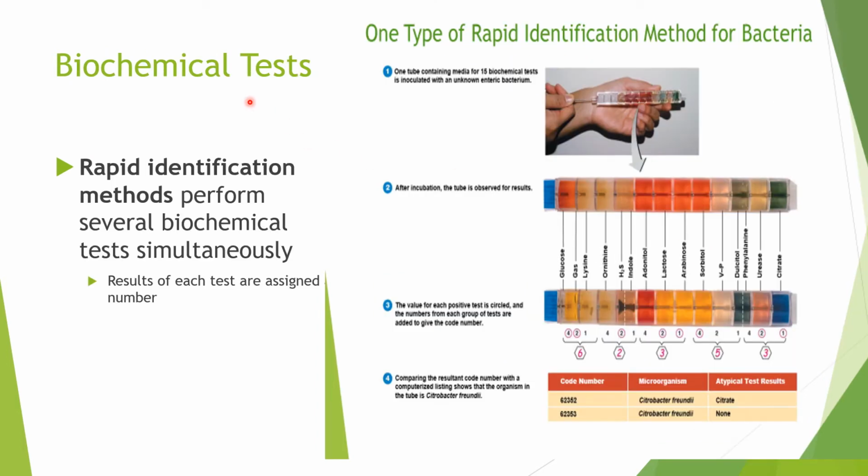One of the biochemical tests that we do is known as a rapid identification test, and it basically tests several biochemical tests all at once. So that's why we call it rapid, because you get so many results all at once. And so what we do is we get a test tube, and this test tube has media, and you can see that the media within that test tube is divided into several parts. Part of this media, for example, has the sugar glucose. This part of the media has lactose. This one has sorbitol, etc.